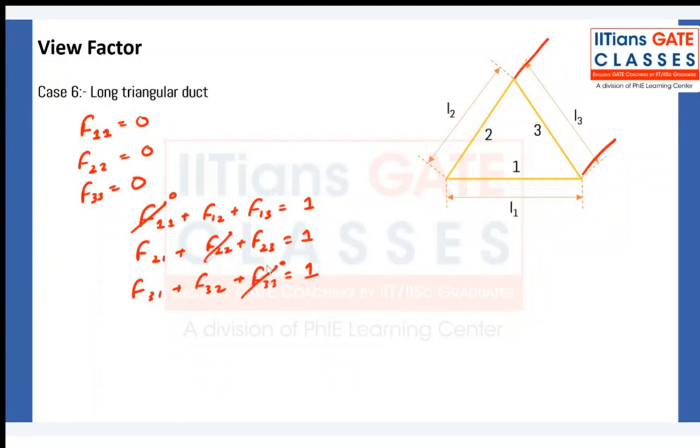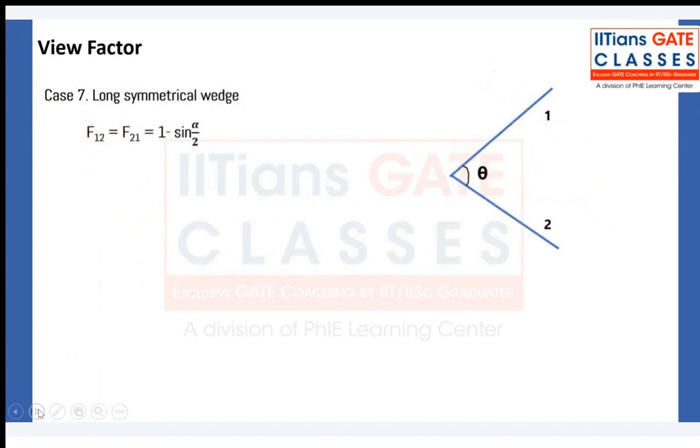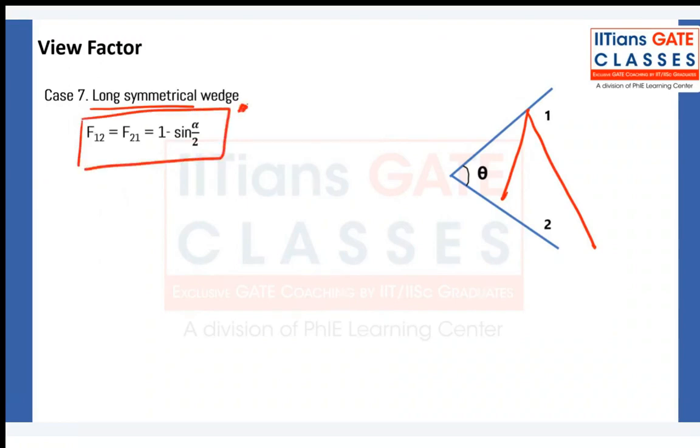And the last part. If it is a long symmetrical wedge, then F12, how much is leaving 1 and reaching 2, or F21 also, can be calculated as 1 minus sine alpha by 2. Only one question has been asked till now on this type of problem. That's why I have included this in the concept. Okay, is it clear?